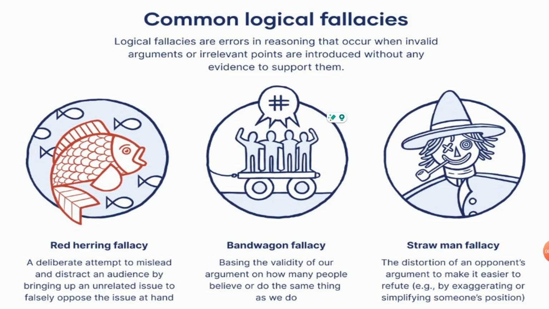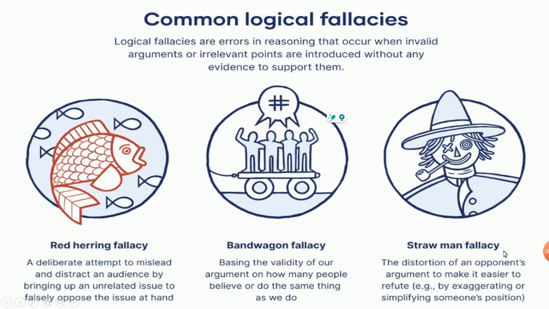So what evidence would be formed when more people are talking about that same thing? It becomes unknowingly the true statement. It is assumed to be true. So here we are basing the validity of our argument on how many people believe or do the same thing as we do. So that is the bandwagon fallacy.